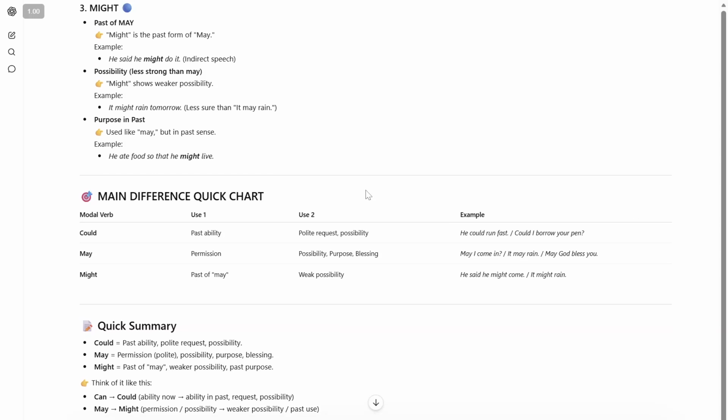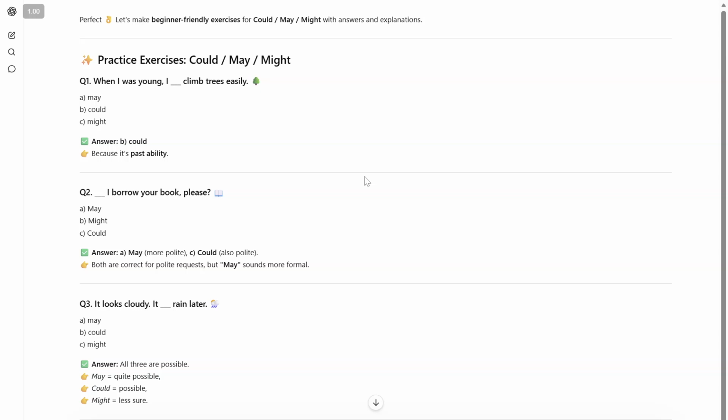Think of it like this. Can, could: ability now, ability in past, request, possibility. May, might: permission, possibility, weaker possibility, past use. Explanations. Practice exercises: could, may, might.